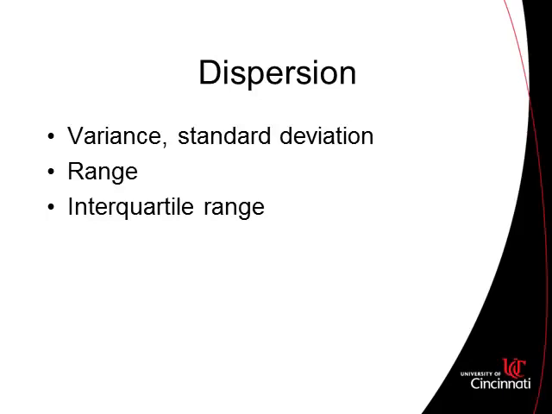So that's why oftentimes you'll see a median reported and then a standard deviation. That tells you what's kind of an average score and then how much variation there is around that average score.